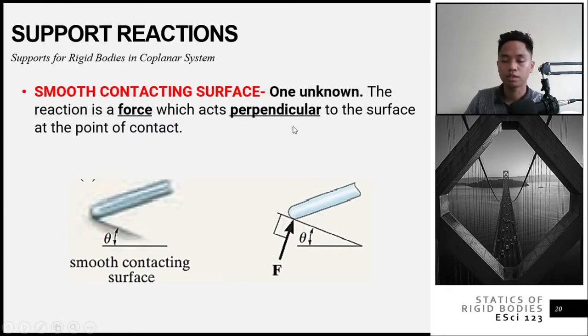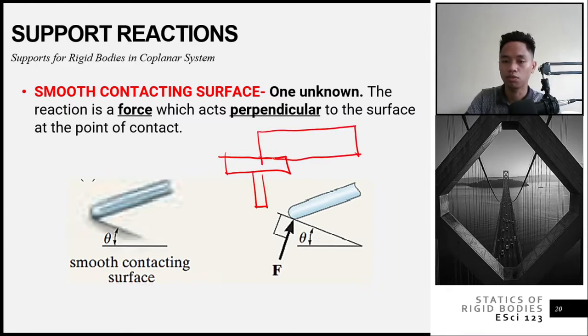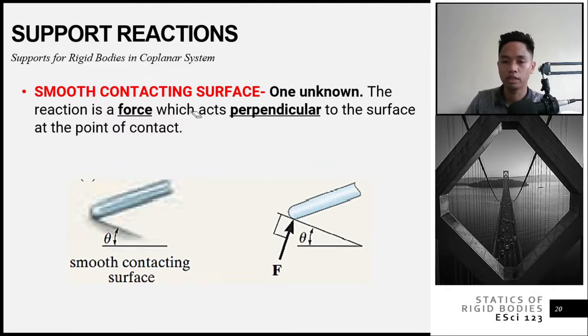Next is the smooth contacting surface. For example, the girder on bridges: if this is your pylon, for example, this is your post, and the girder rests on it. So that point would be a smooth contacting surface. It is just resting on it. It will give you one unknown that is always perpendicular to the point of contact.